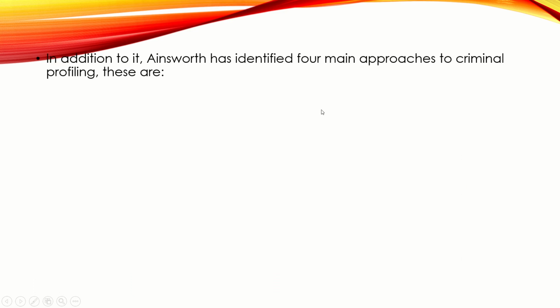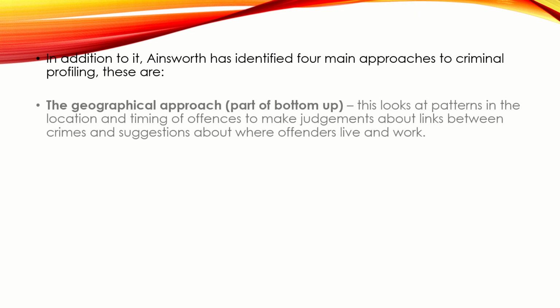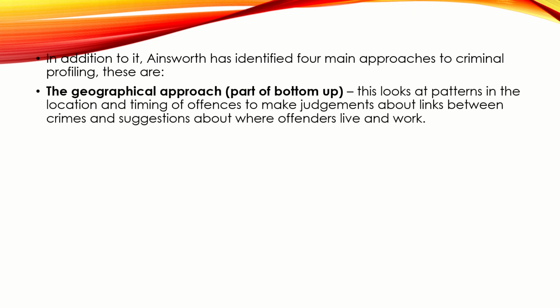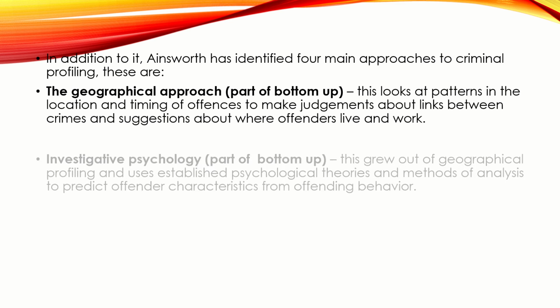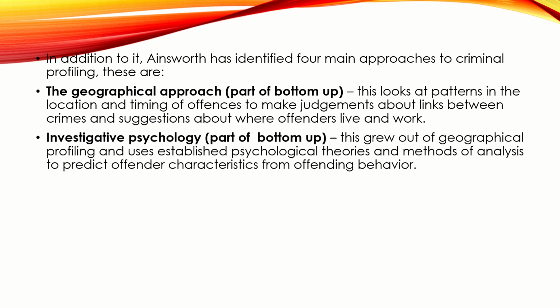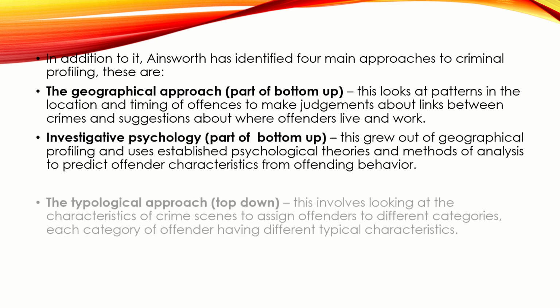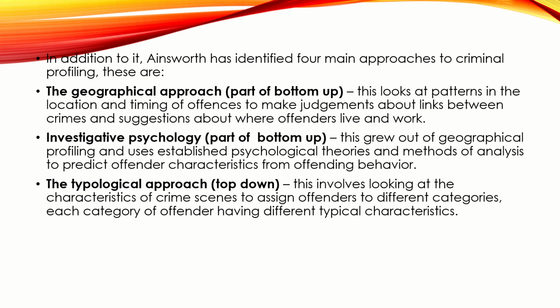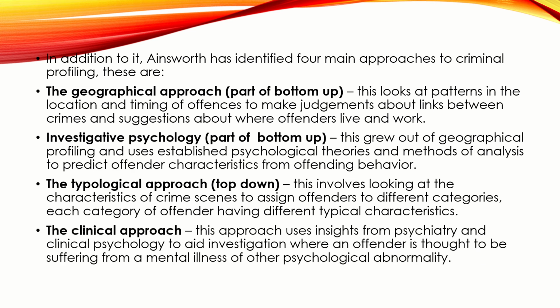So in addition to circle theory of environmental range, Ainsworth and other researchers have identified 4 main approaches to criminal profiling. The geographical approach, now that's part of the bottom-up approach we're going to look at. Investigative psychology is part of the bottom-up approaches as well. We've got the typological approach, part of the top-down approach, and the clinical approach. Now, the 2 approaches we're looking at are the bottom-up approach and the top-down approach. The clinical approach we don't really need to look at.